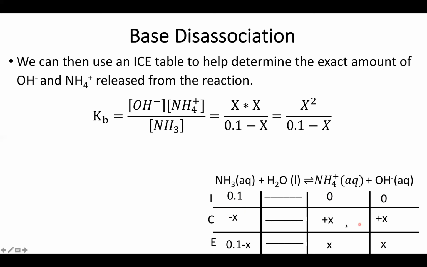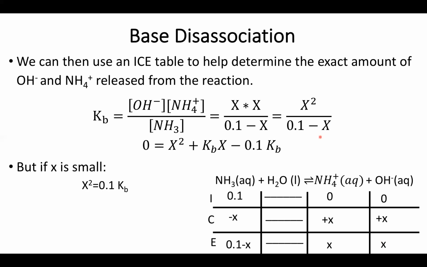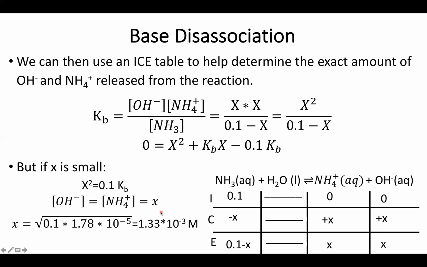We can then go ahead and shove this into our Kb equation. And like most of our equilibrium constant equations, it turns out to be quadratic. Drat. However, let's see if we can make an approximation. Is my x going to be fairly small? If it is, we can drop out this minus x, and it turns out that x squared will then be equal to 0.1 times our Kb. This means that we can get our hydroxide and ammonium concentrations both by solving for x.